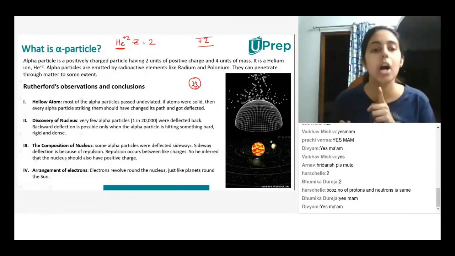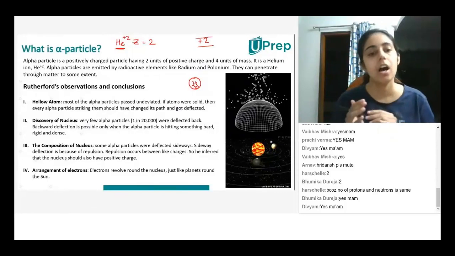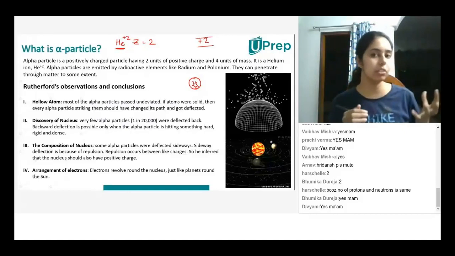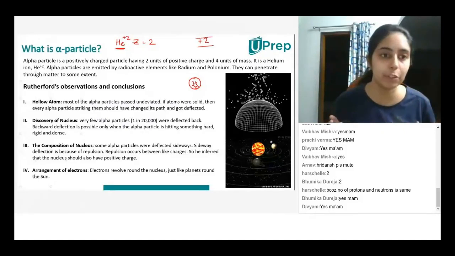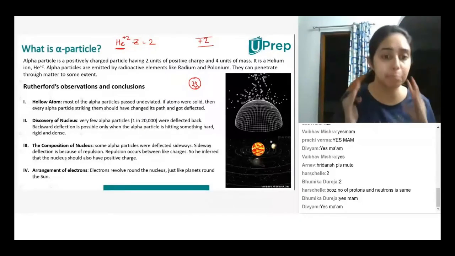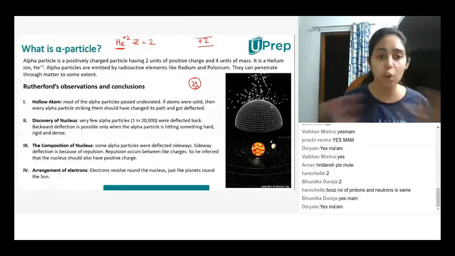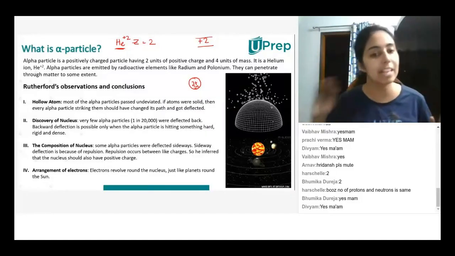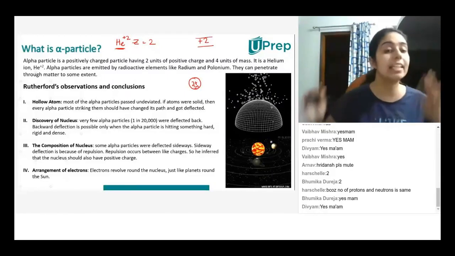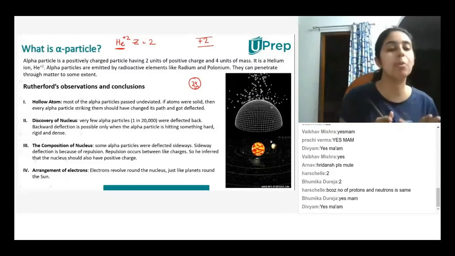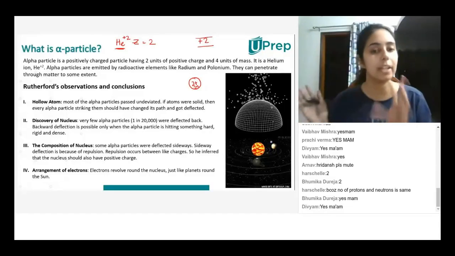Okay, not true. The number of protons and neutrons is the same most of the time, but not always. Which is why we don't say atomic number is equal to the number of neutrons. No, atomic number is always equal to the number of protons, not neutrons, not electrons. Because the number of neutrons can change, and the number of electrons can also change. The only thing that does not change is the number of protons. So the number of protons is equal to the atomic number.